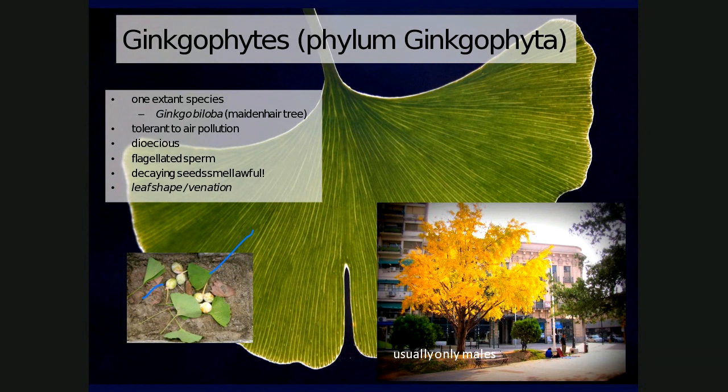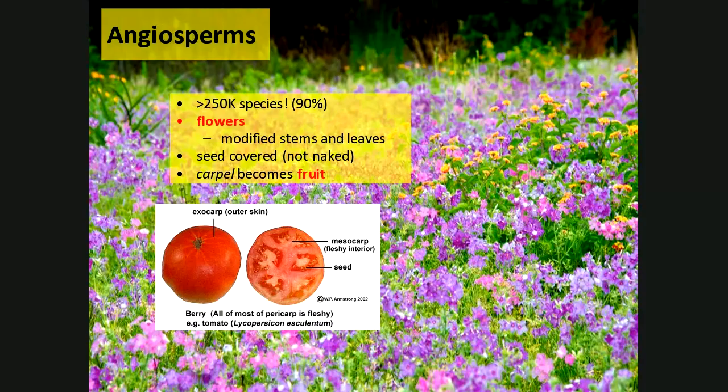All right, so that's it for the naked seeds. Now we're going to move on to that 250,000 species who really found a way to just excel, and that's the angiosperms. In the angiosperms, angio means container. So now we have a covered or containered seed. The seed is not naked like it is in the gymnosperms. The seed is covered by the fruit.